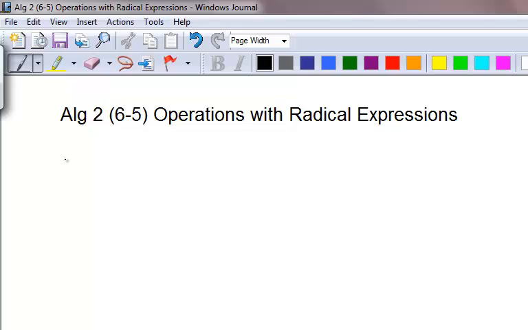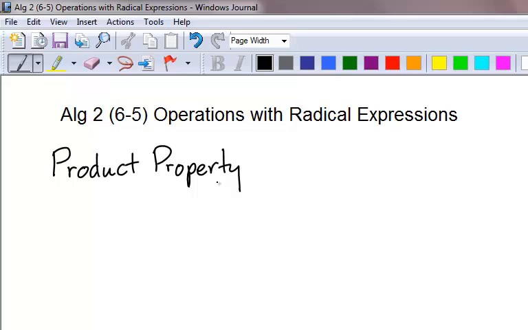So first the author talks about the product property. You have actually already used it before in Algebra 1. If I said radical 2 times radical 2 is radical 4, the square root of 4 is 2. So radical 2 times radical 2 is 2. So you've actually used this property before. But now we're going to get into it a little bit deeper than that.